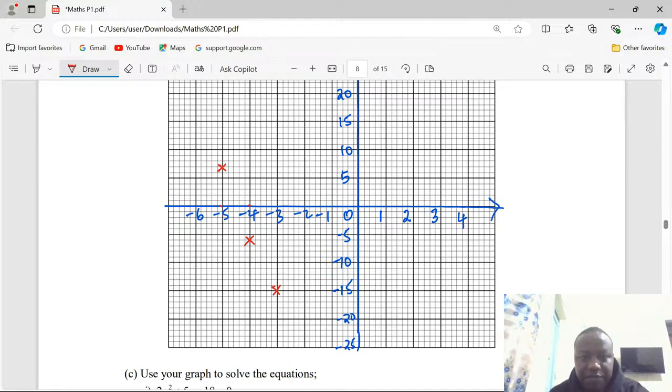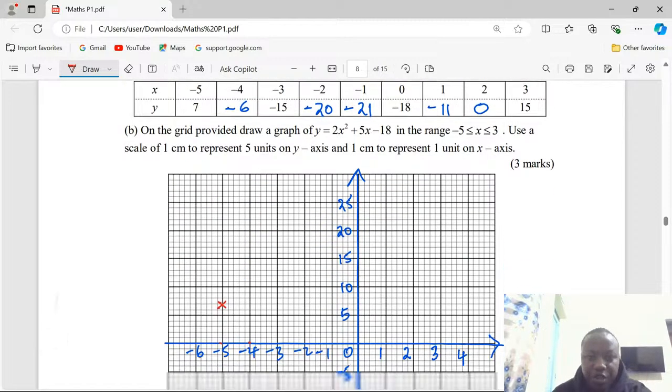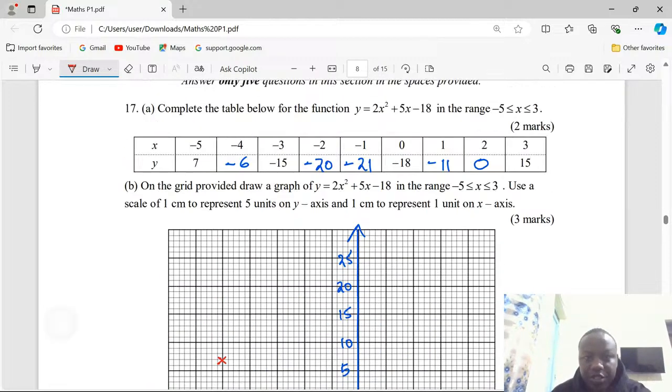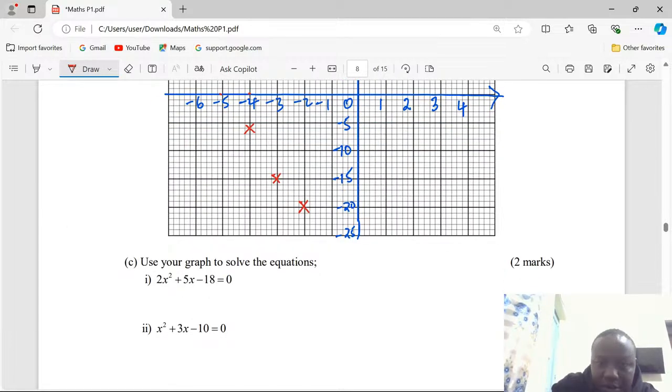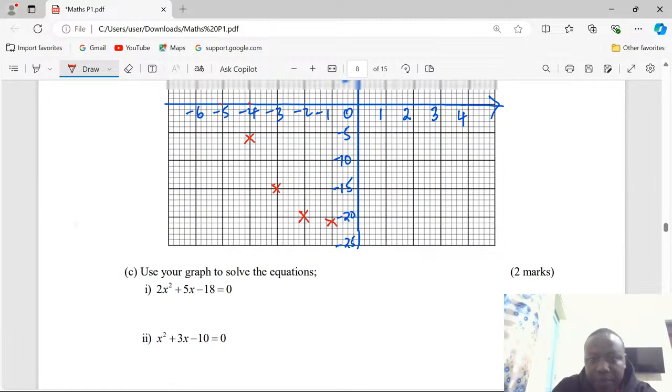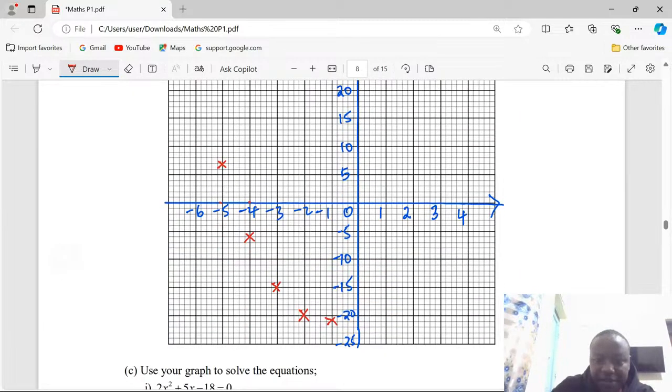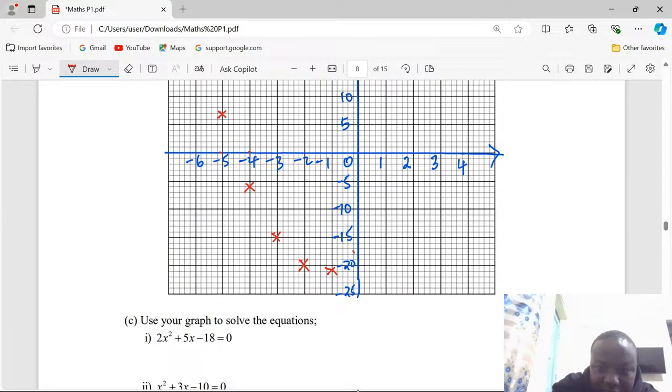-3, -15. Then -2 is going with -20. -2, -20. This coordinate. -1 is going with -21. So -1 and -21 are at this point. 0 is going with -18. So 0 and -18, the coordinate will be found here.